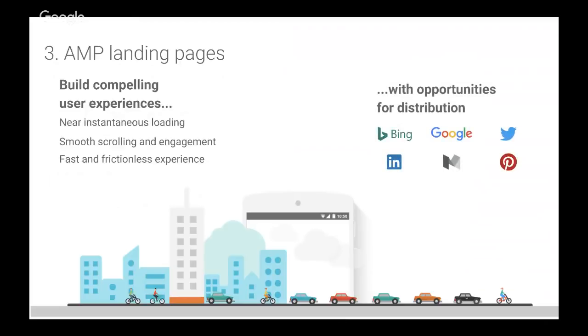And of course, it has a huge opportunity for distribution. It is compatible, obviously, with Google search, but also with a lot of other platforms that we see today. Bing is compatible with it, Twitter is compatible with it. We see even Pinterest having, if you search for, say, certain kinds of images, you'll probably see a lot of AMP pages coming up from Pinterest as well.